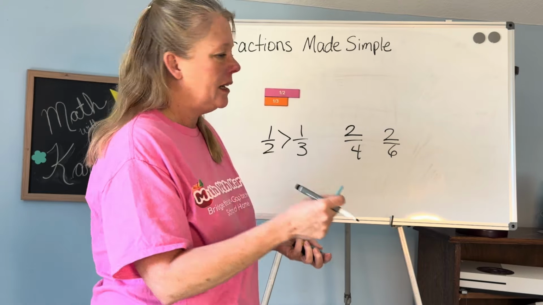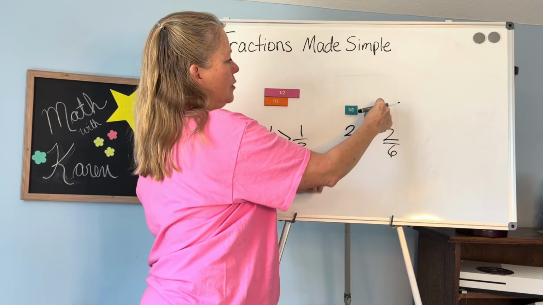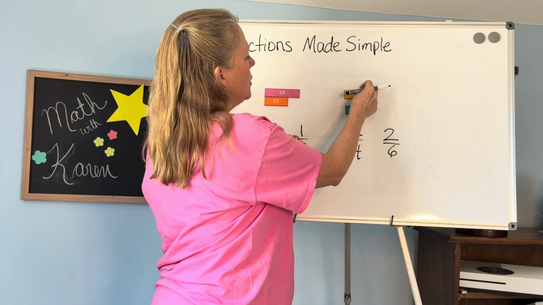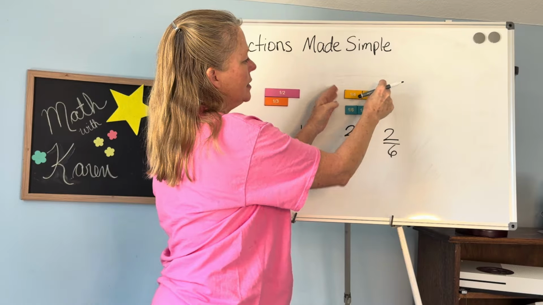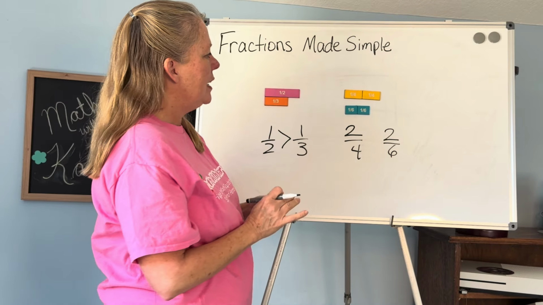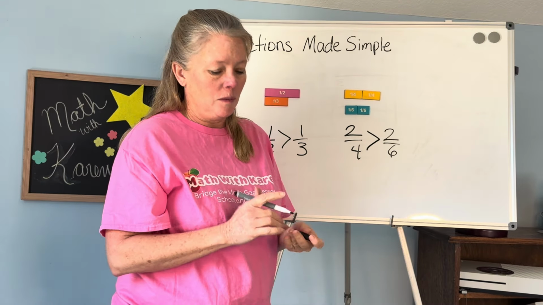So let's look at it to make sure. You had 2/6. You cut your cake into 6 pieces. I cut mine into 4. Because you have more pieces, you have smaller pieces. So 2/4 is greater than 2/6. All right, let's do one more.